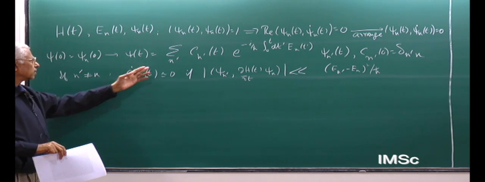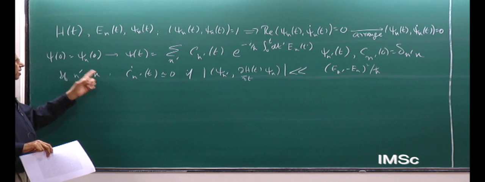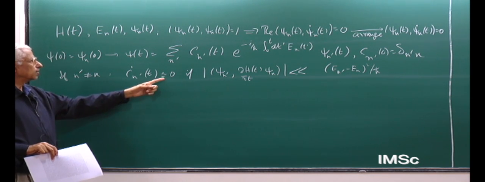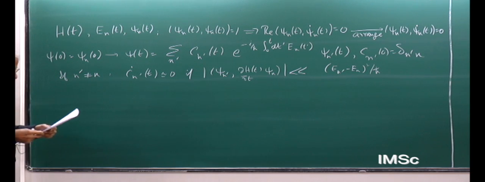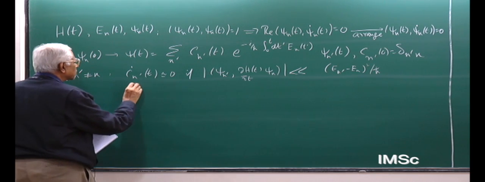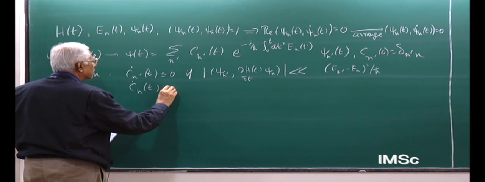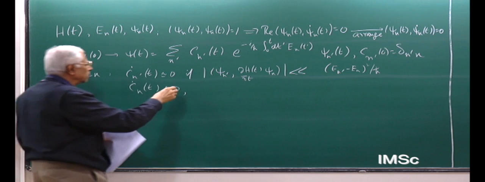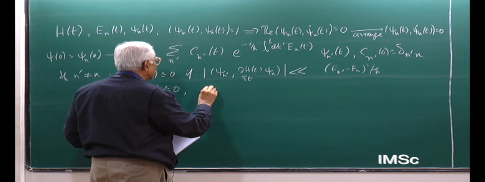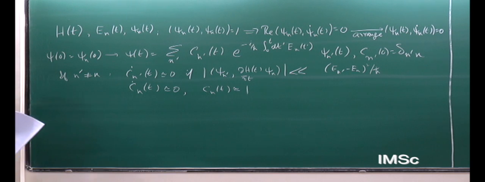then Cn prime for n prime different from n will start with 0 and remain 0 to first order in the approximation. And then we also find from the same Schrodinger equation, Cn, the one chosen at the initial time, is also such that Cn dot is 0. So it means this remains 1 at all times, starting with the value 1.